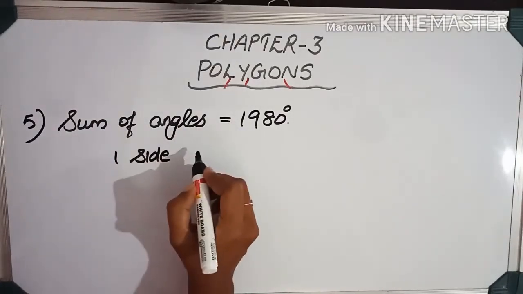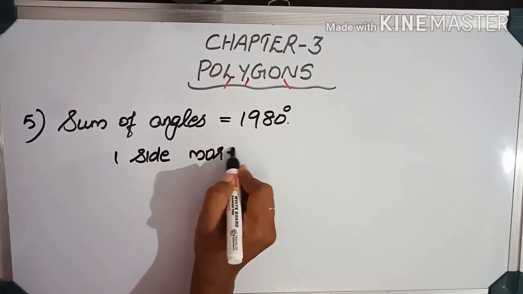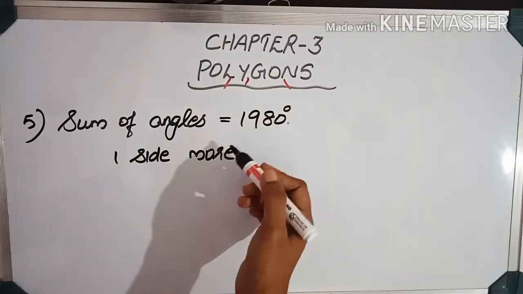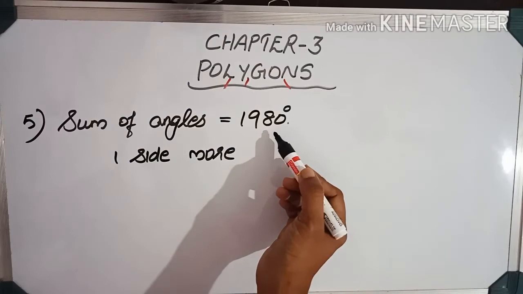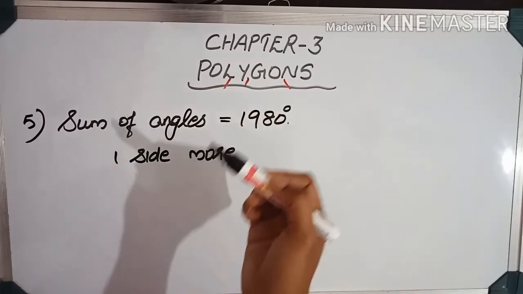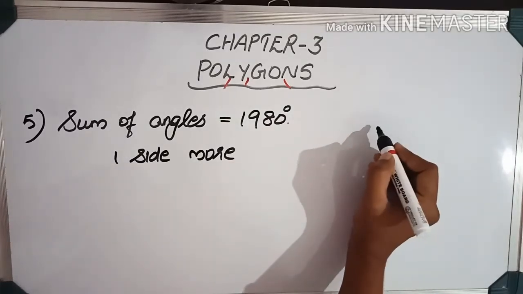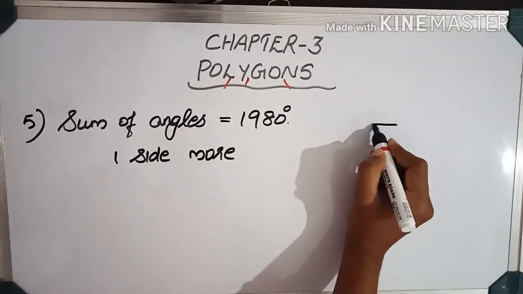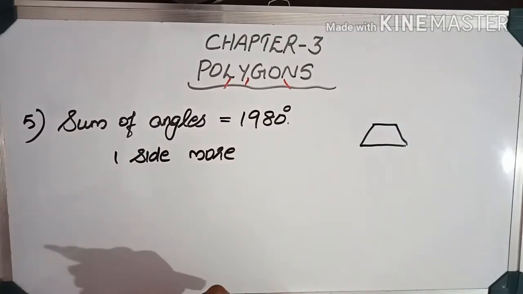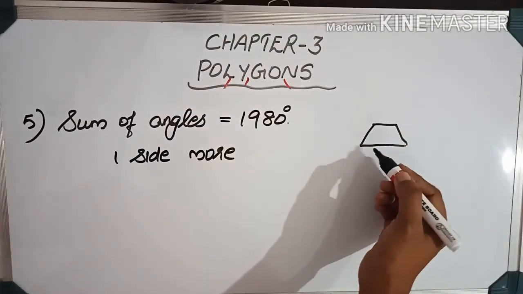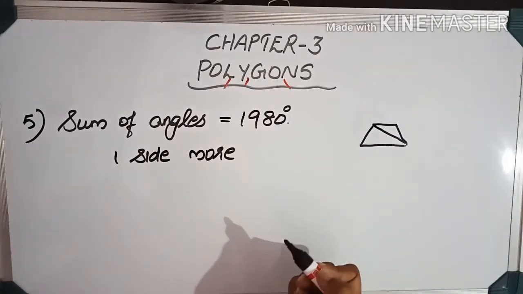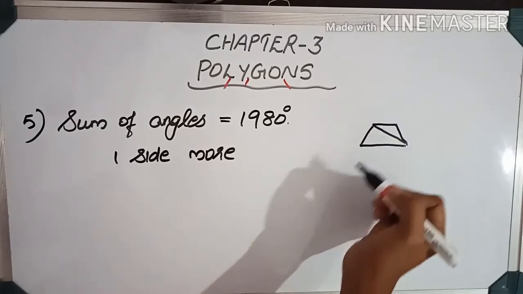One side less and one side more. We'll solve one side more first. Here the number of sides we don't know. We have to find, if one more side is there for this polygon, what will be the sum of angles. For that, let's consider one example. For example, if we have 4 sides, by drawing the diagonal we have 2 triangles.